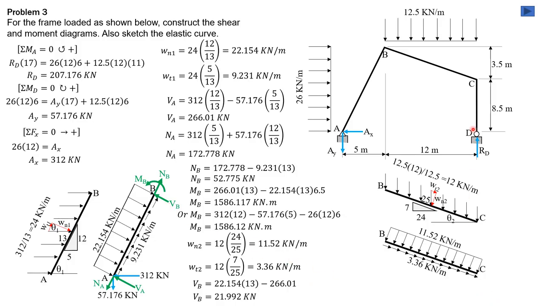So this is the reaction at B, 207.176. There's only one reaction at B, so it's easy for us to resolve this into shear or normal component and tangential component. So this is shear at C, which is 207.176 cosine of theta 2, and cosine of theta 2 is 24 over 25. This is normal at C to B, so this is 207.176 times sine of theta 2 times 7 over 25. Call that NBC, shear BC.